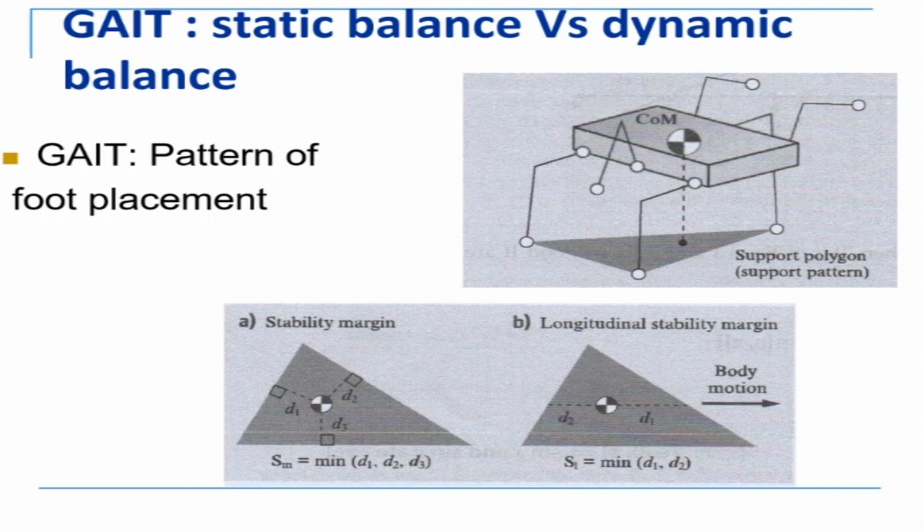Now, what do you mean by balance? We are seeing that balance essentially means it should not fall down. The system should not fall down. Now, in terms of static balance and dynamic balance, in case of static balance, we say that when three legs are in the air, like here, this is a hexapod, there are six legs, three legs are in air, and three legs are on the ground.